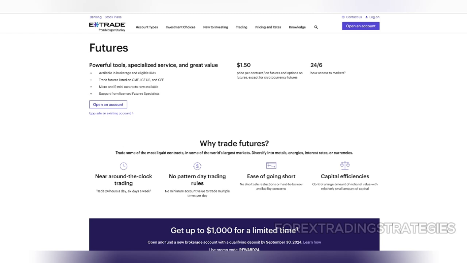eTrade offers a comprehensive futures trading platform, allowing investors to access a wide range of futures contracts. The platform provides real-time market data, advanced charting tools, and order execution capabilities. Additionally, eTrade offers educational resources and research tools to help investors make informed decisions.